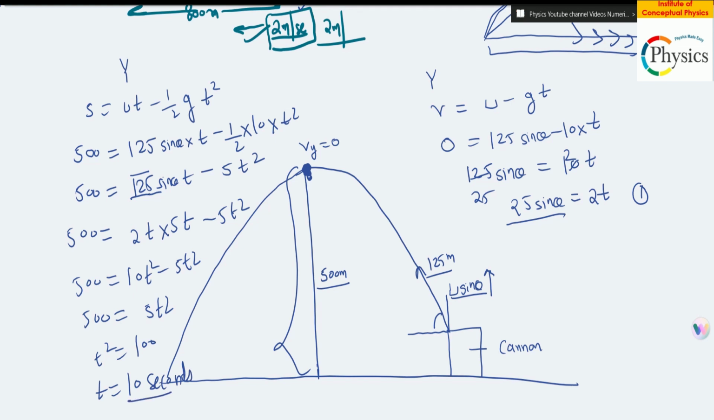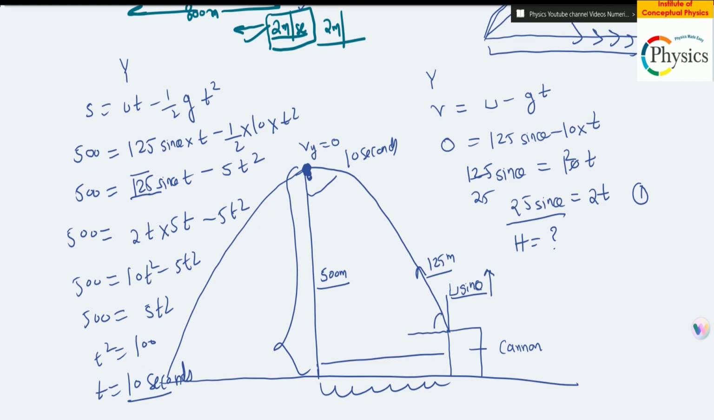So now you know that this particular situation, which we just covered, takes 10 seconds for this body to reach. And let's calculate this particular part, which is the horizontal distance covered. So if we know 10, let's calculate the angle first before we cover this particular horizontal range.